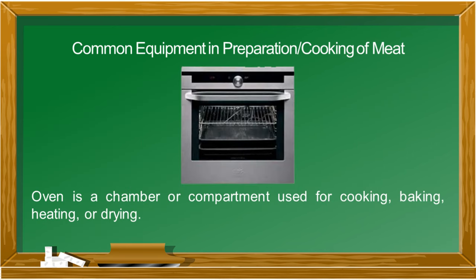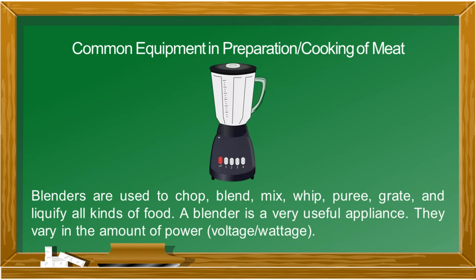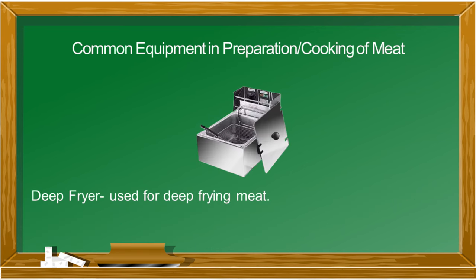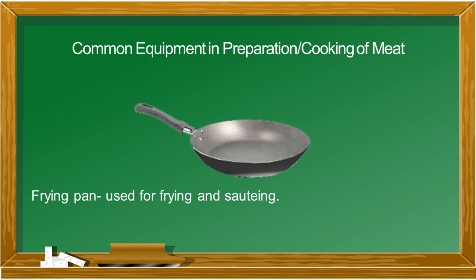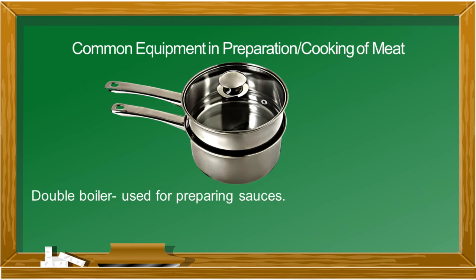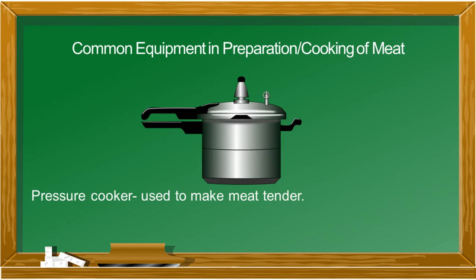Oven. An oven is a chamber or compartment used for cooking, baking, heating, or drying. Blenders. Blenders are used to chop, blend, mix, whip, puree, grate, and liquefy all kinds of food. A blender is a very useful appliance. They vary in the amount of power, voltage, and wattage. Deep fryer. Used for deep frying meat. Frying pan. Used for frying and sauteing. Double boiler. Used for preparing sauces. Pressure cooker. Used to make meat tender.